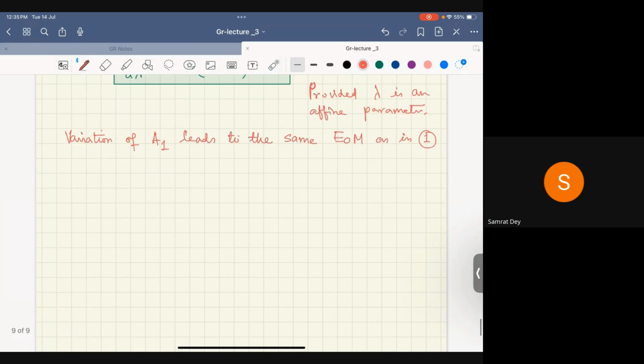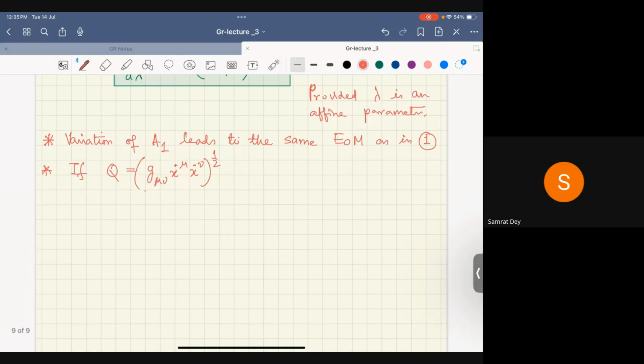And therefore, another important observation in this context is that if I define the object Q as (g_μν ẋ^μ ẋ^ν) to the power half, where the dot denotes the derivative with respect to the affine parameter lambda, then our original choice in the action A was L equal to Q. Then the choice for A1 with which we started was L equal to Q squared, but both gave the same equation of motion. However, the action A was reparametrization invariant.